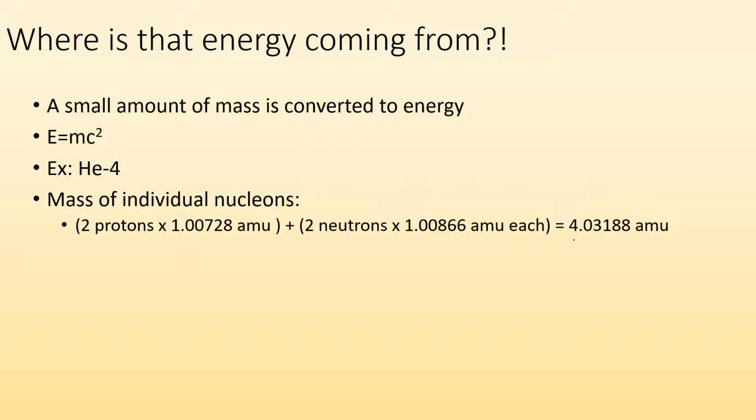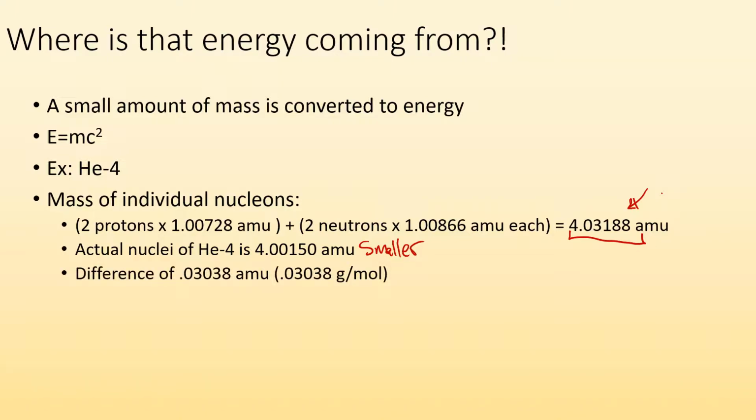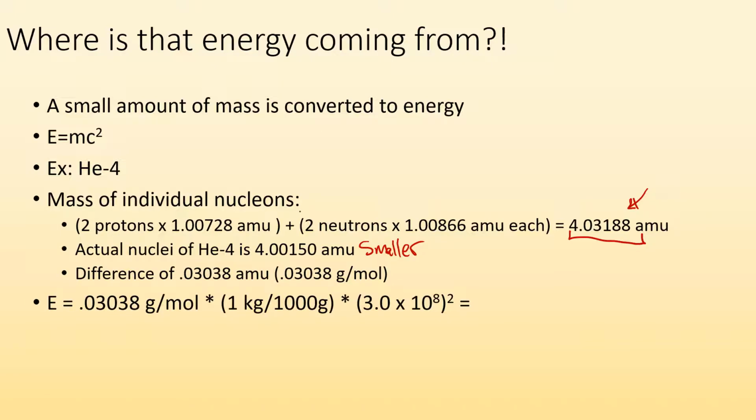So the mass of the helium nucleus should be 4.03188 AMU, but when I actually look at the mass of the helium-4 nucleus, it's 4.00150. So you can see that this is actually smaller than what we would expect the mass to be if we just added all the parts together. How is that possible? The difference is 0.03. It's a small difference, I'll give you that much, but let's see what happens when we plug that small difference in mass into the E equals mc squared equation.